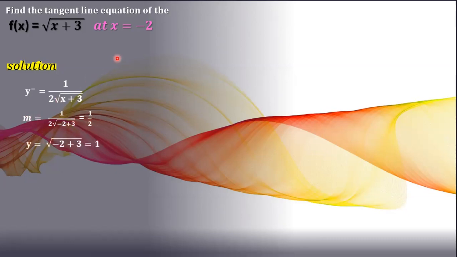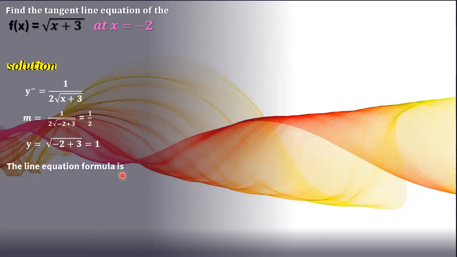What about the point x, y? We have x. Now we must get y by substituting in f of x, x by negative 2. So y equals square root of negative 2 plus 3 equals square root of 1 equals 1. So x1 is negative 2, y1 is 1, m equals half.